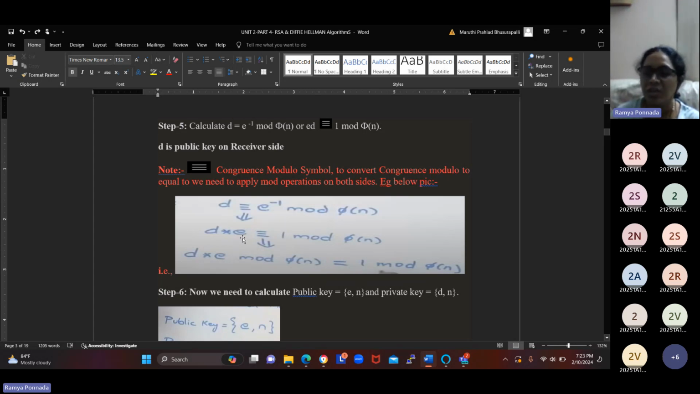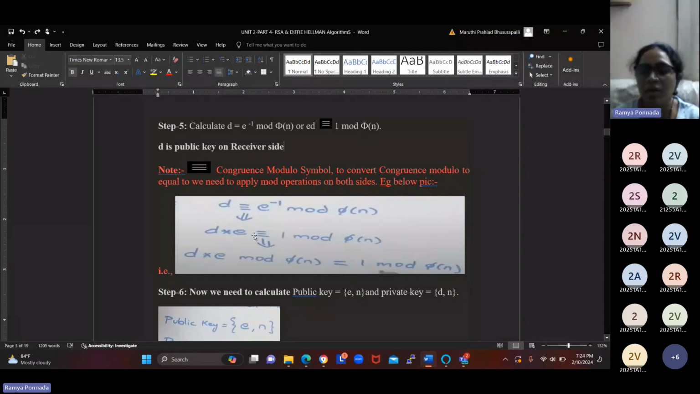So this is going to be D into E congruent modulo. So what is left here? 1 by E, that is E inverse. So 1 by E has come to this side, right? Then what is left over on your right hand side? 1 mod phi of N is going to be left over. So D into E mod phi of N is equal to 1 mod phi of N.